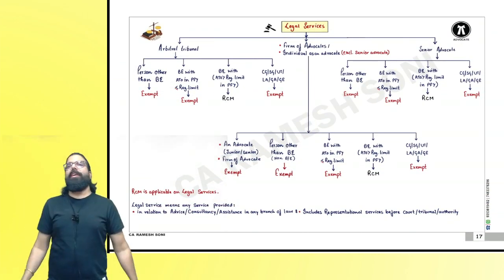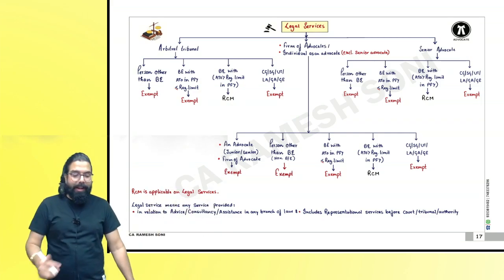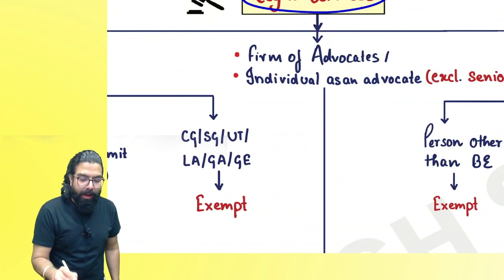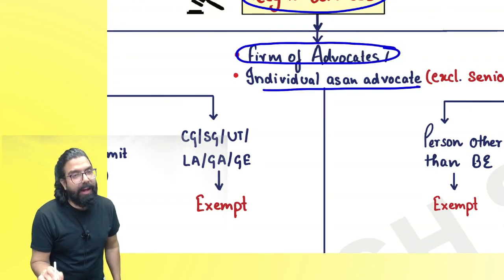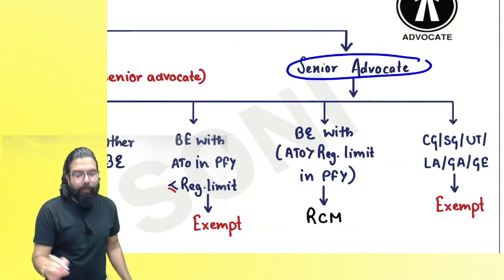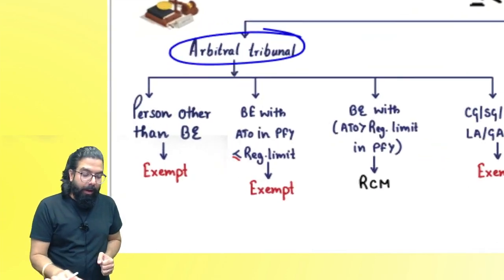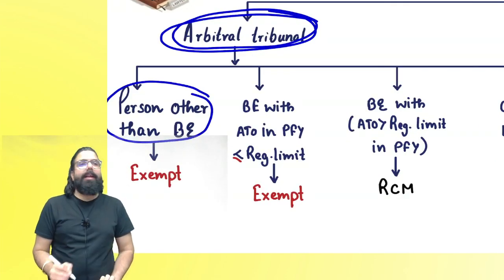Now, the next service is relating to legal service. Everyone listen to me very carefully. In legal services, I have covered arbitral tribunal services. I have also covered services of an advocate, a firm of advocates, an individual advocate or a senior advocate. Everyone listen to me very carefully. Everyone over here now. Remember one thing: arbitral tribunal giving services to a person other than a business entity.